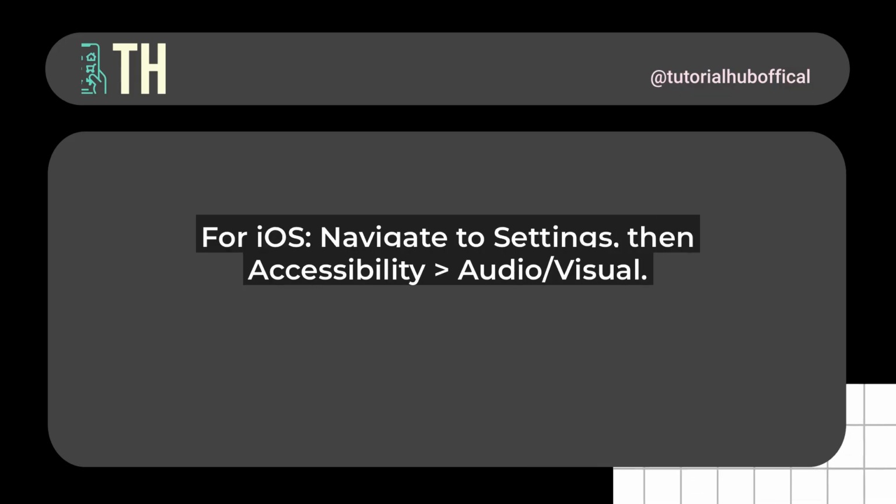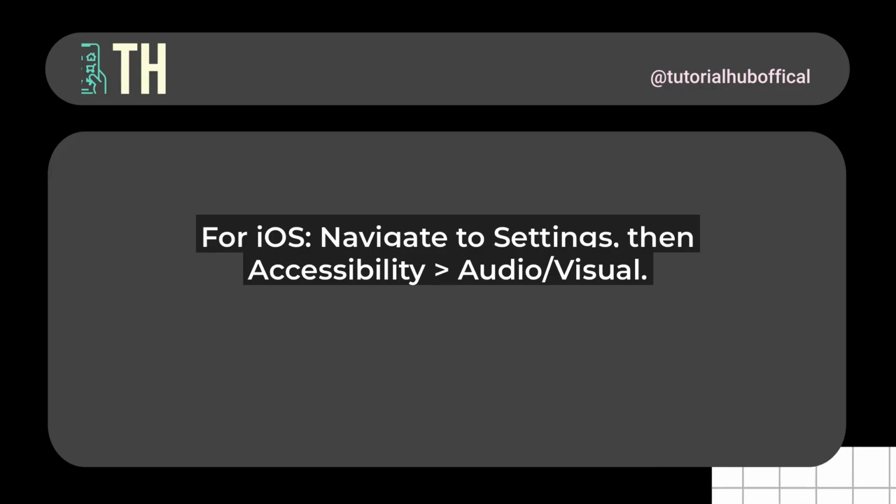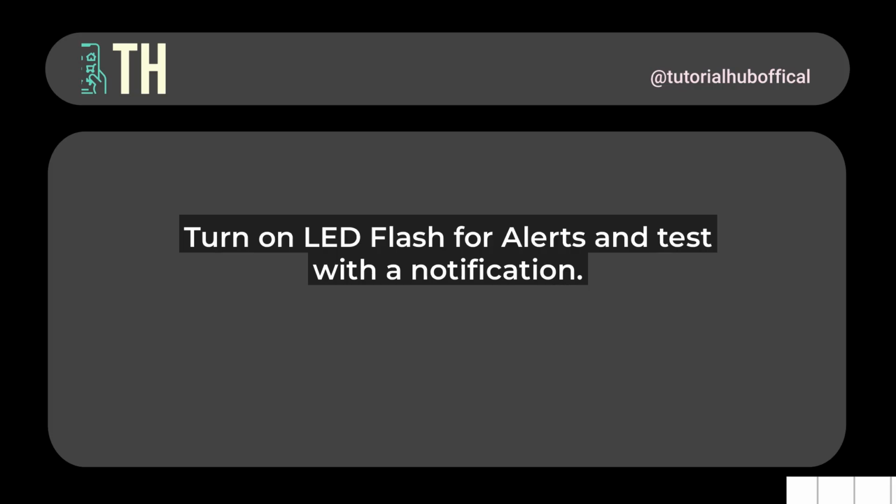If you're on an iPhone running iOS 18 or later, assuming we're in 2025 territory, head to Settings, then tap Accessibility. Go to Audio, Visual, and look for LED Flash for alerts. Turn it on, and you can even choose to enable it for the lock screen or when the phone is silenced. Again, test it with a notification to make sure it's working.